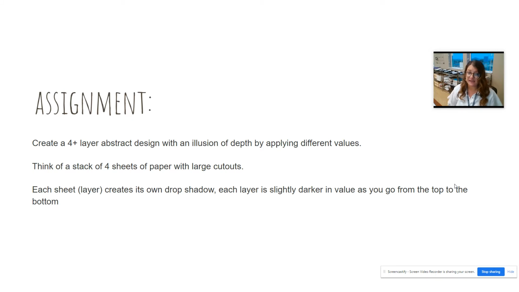Okay, so your assignment is to create 4 layers, at least 4, abstract designs with an illusion of depth by applying different values. So think as if you are stacking 4 sheets of paper on top of each other with large cutouts. That is exactly the illusion that we are trying to get here, and each sheet or each layer creates its own drop shadow. Okay, so if you have a paper on top, it will have a drop shadow onto the paper below it, and each layer is slightly darker in value as you go from the top to the bottom.